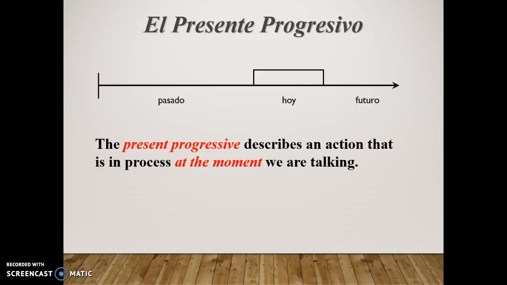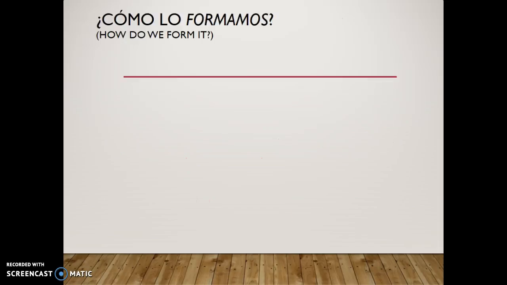A hint for when to use the present progressive is if a verb is ending in ing, it's something you're currently doing. See? Past, today, future. Something you're doing right now. Ahora mismo, right now. Okay? So, ¿cómo lo formamos? How do we form it?